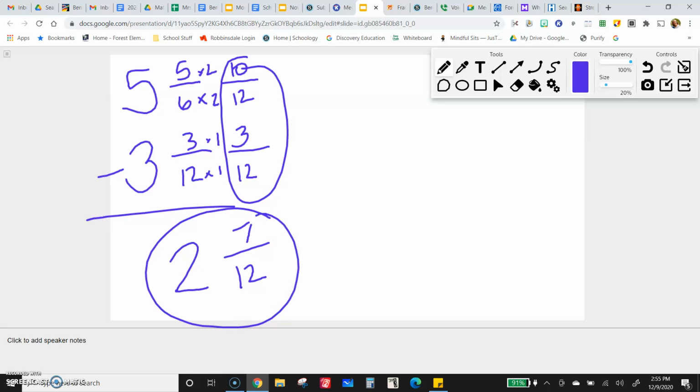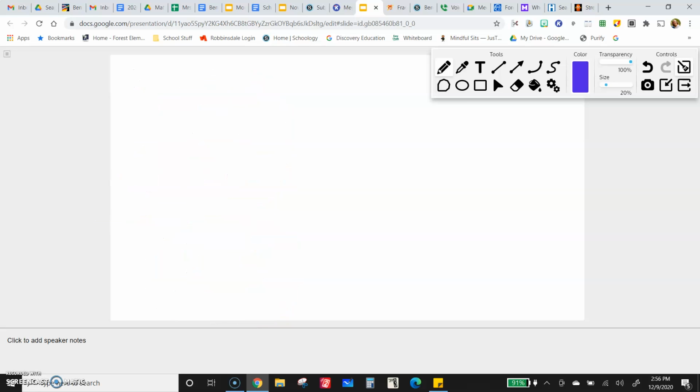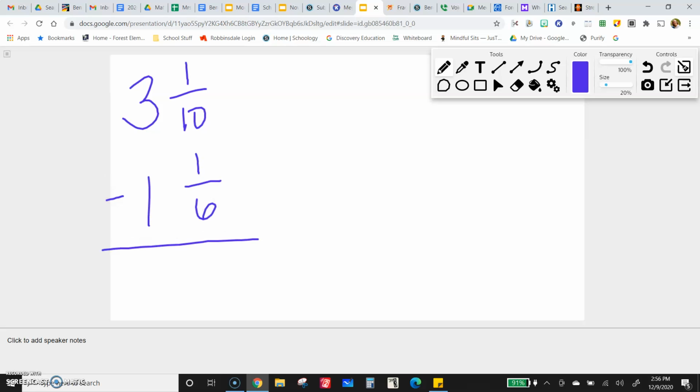Okay, so those are the nice ones because not too much happens. It's just like subtracting normally, only I subtract my fractions, then I subtract my whole numbers. But sometimes we get a problem that looks more like this. I get 3 1/10 minus 1 1/6. Now, it might look normal, okay? But let me show you something.